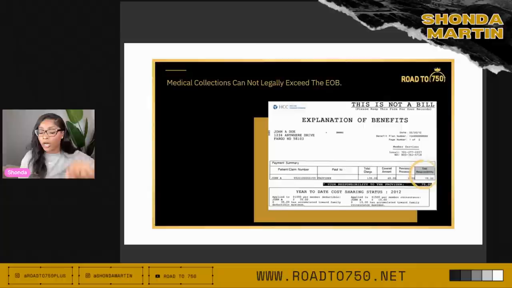Let me repeat that. Medical collections are basically the only type of collection that cannot have interest, which is again why I say keep your explanation of benefits, because if they even try to charge you a penny over that, you're able to challenge the collection agency for misrepresenting the amount that you owe, okay? That is important, guys, because I cannot tell you how many times I see collection agencies putting interest on medical collections because they know most people don't realize it.